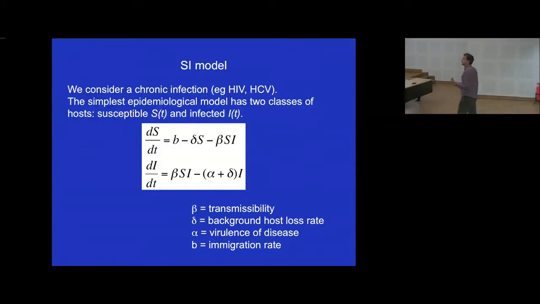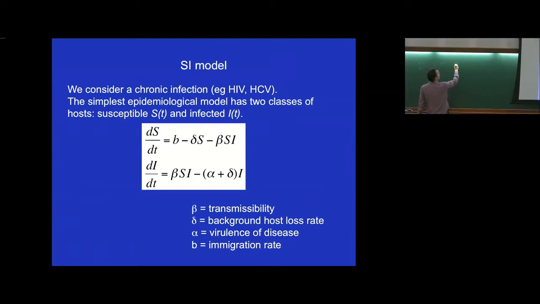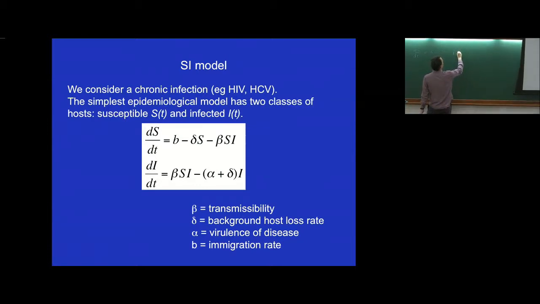But again, I could imagine what would happen if I had two strains of the infection. If I had one virus and then I had another virus. Just by analogy with what I just did, I could write down the equations for the epidemic model. So this would be dS/dt equals B minus delta S minus beta 1 S I1 minus beta 2 S I2.